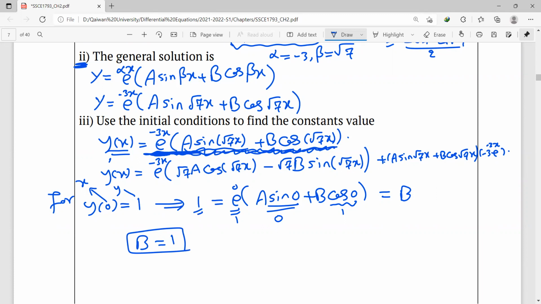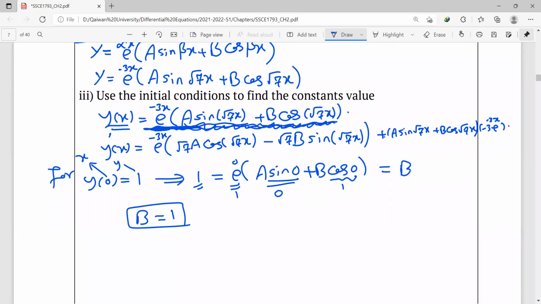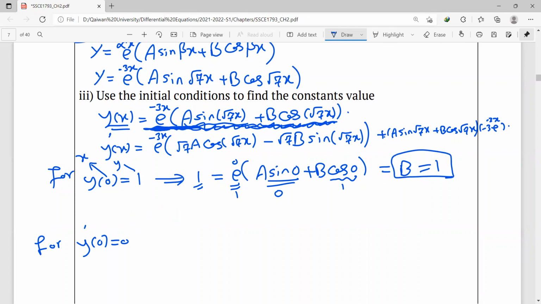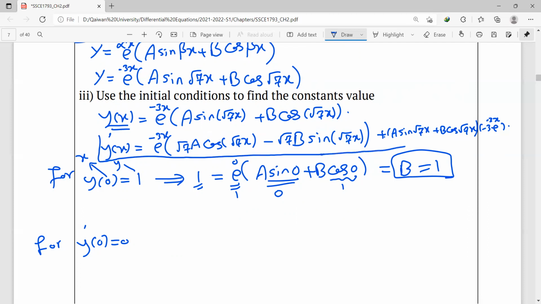Now we apply the second condition, then we replace b by 1 in it. Let's try the second one. We say for y prime of 0 to be 0, we replace each x by 0 in y prime and we equal it to 0. This is value of b, and we should find a also. This is y prime that you found here. In this function, we replace each x by 0 and we equal it to 0.